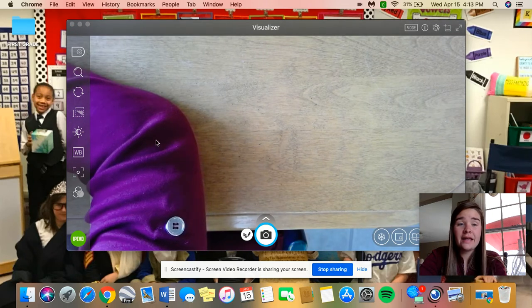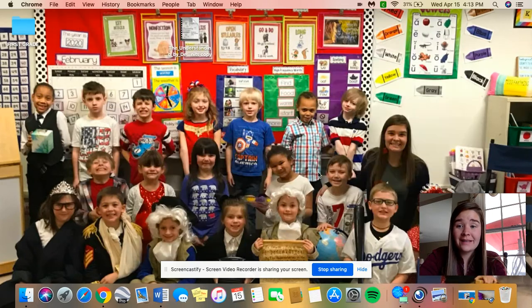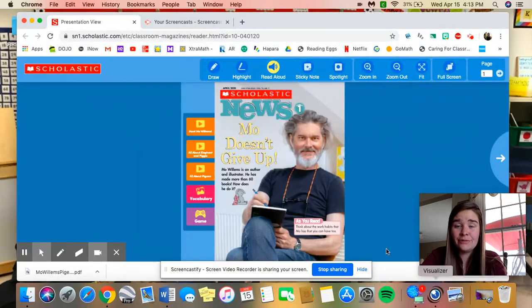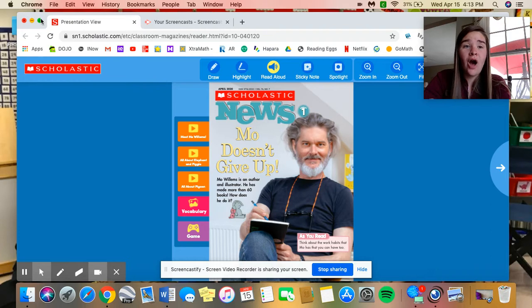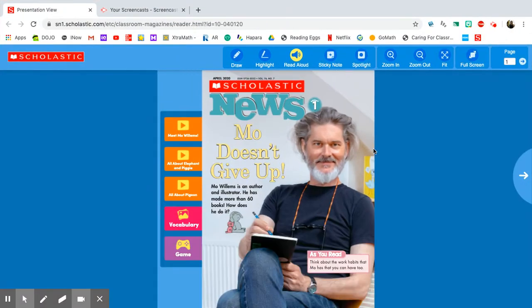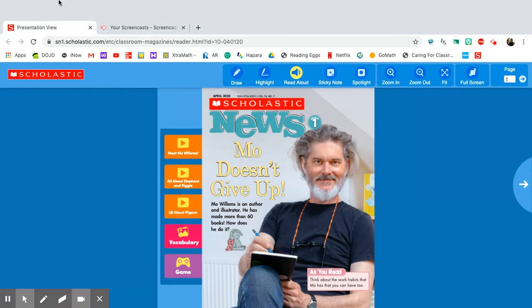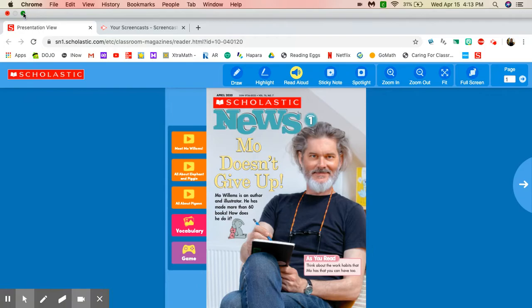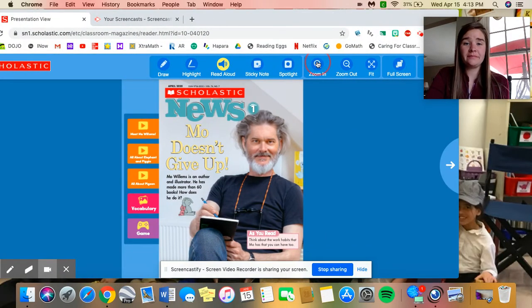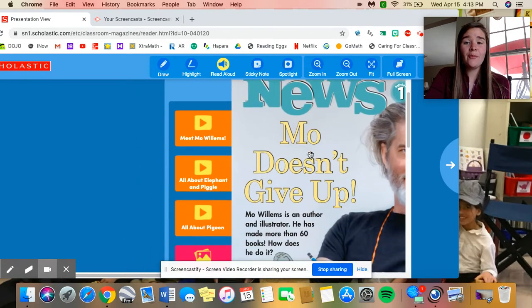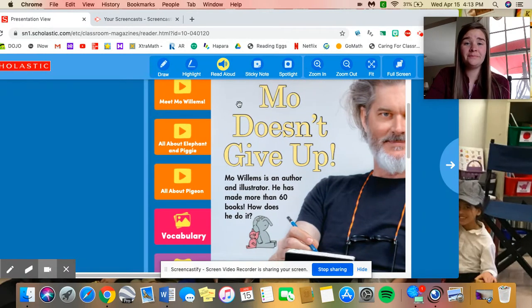Okay, now I want to show you the website that has our Scholastic News on it. This month there was a new Scholastic News, and it was all about Mo Willems. So here's Mo Willems. It is called Mo Doesn't Give Up. That is the name of the Scholastic News article. I'm going to zoom in some so you can see it better. I'm going to let it read it to us. Are you ready?